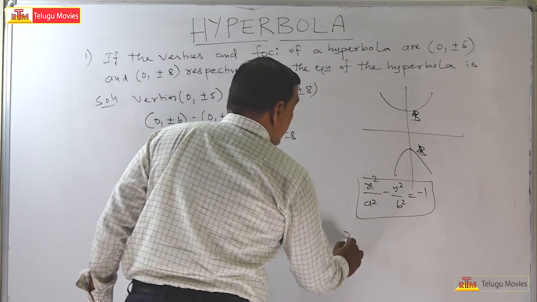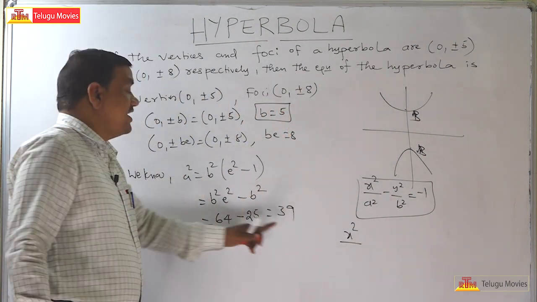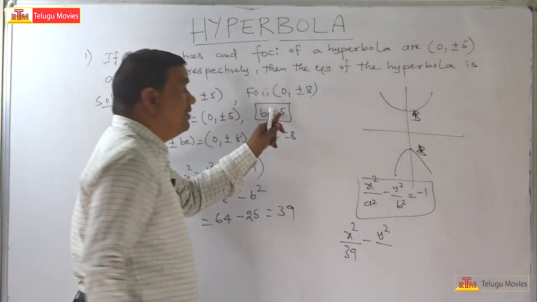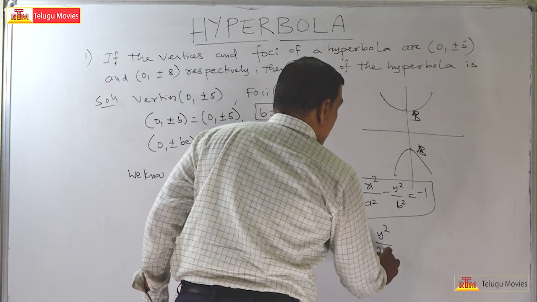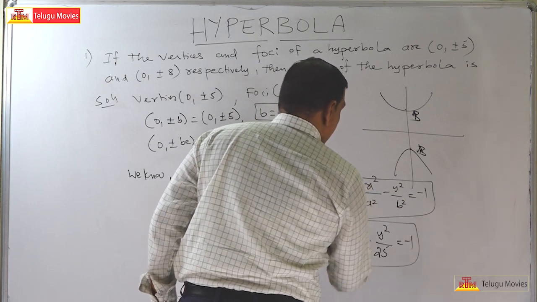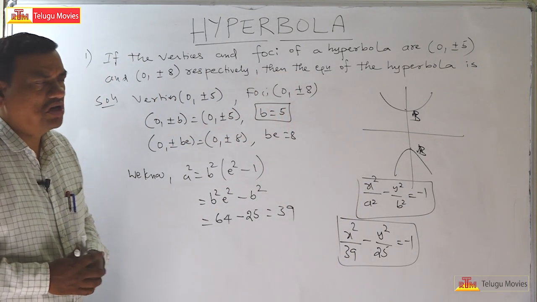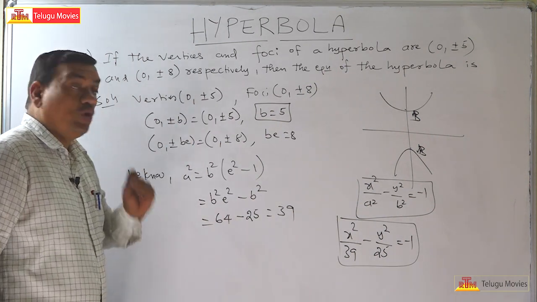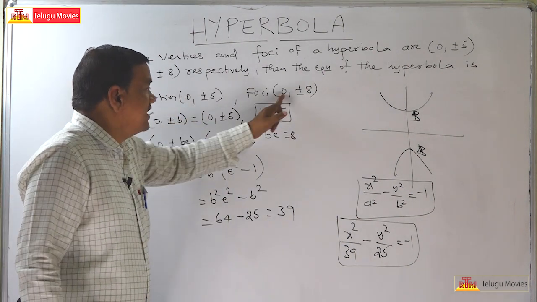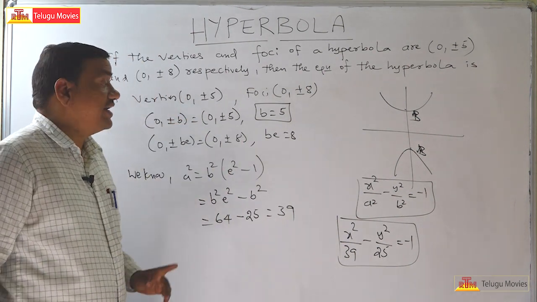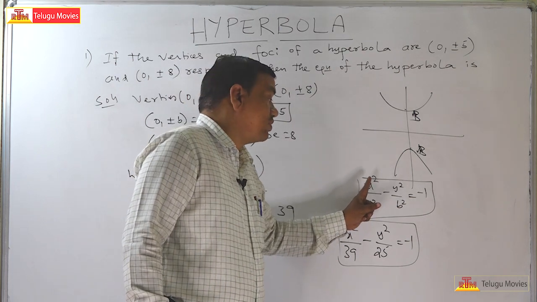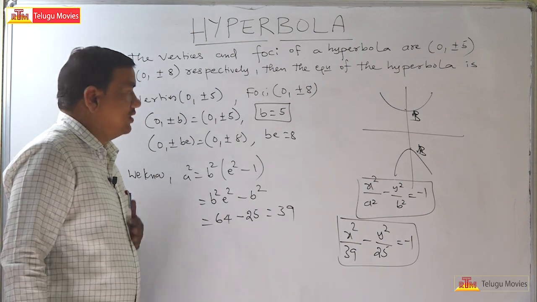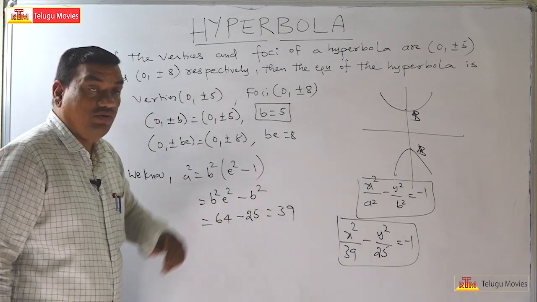Therefore, the equation of the hyperbola is x square by 39 minus y square by 25 is equal to minus 1. So this is the equation of the hyperbola. Very easy problem. The first thing you have to notice is that the x coordinates are 0. Therefore, this is a conjugate hyperbola, and its equation is x square by a square minus y square by b square is equal to minus 1. Understand? We compared and immediately got the b value.